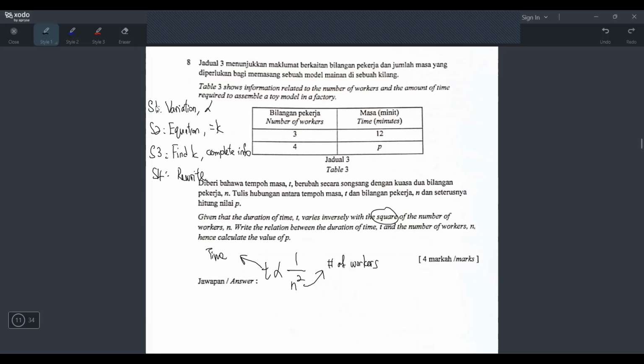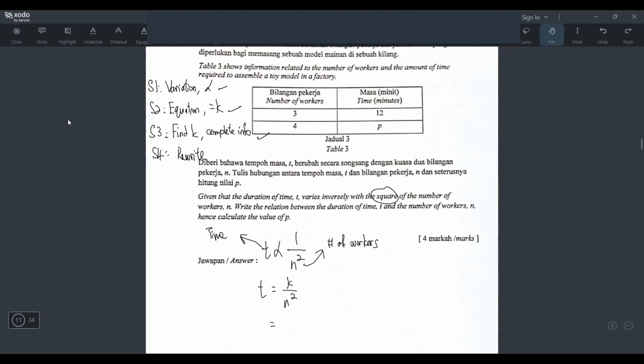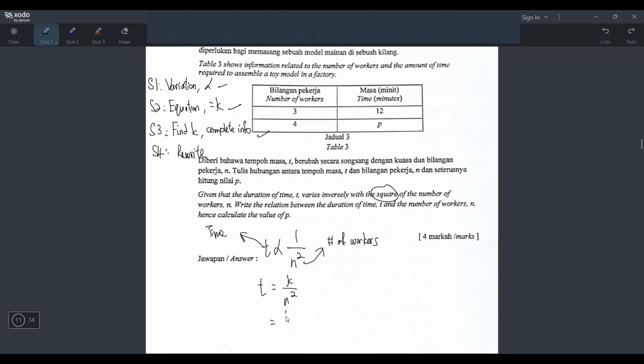After you write down the variation, step 2 is to convert to an equation. How to convert? You have to add k, and then the k has to be multiplied with 1 over n squared. k times 1 over n squared is just k over n squared, so I can write it fast and directly like this. Step 1 done, step 2 done, step 3 is to find k. But when you want to find k, you need the complete information. What is complete information? It means you need the t, and not only the t, you need the n also, so you can square it.